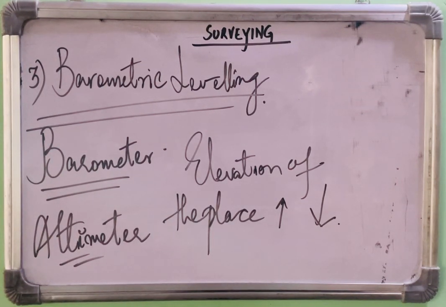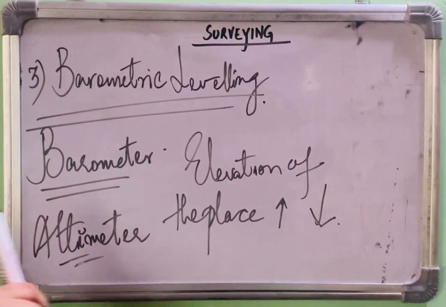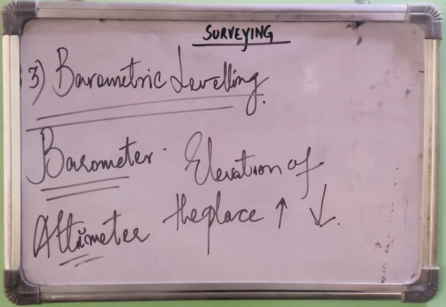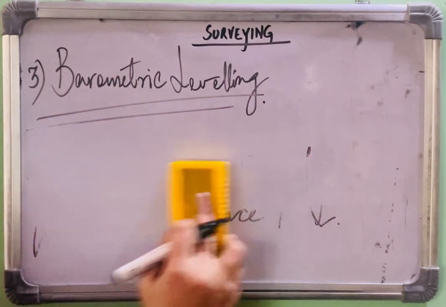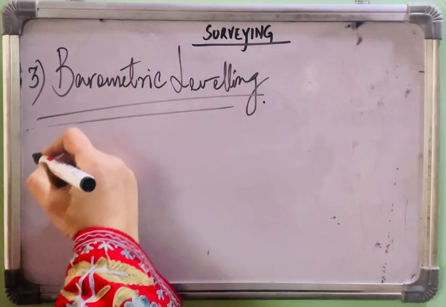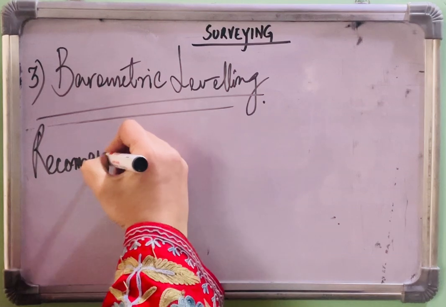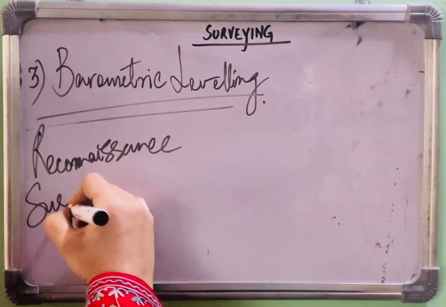So the difference of elevations of the 2 points can be determined approximately by means of this instrument known as altimeter. And how can we determine this? From the difference of atmospheric pressure at the 2 points. It will determine the atmospheric pressure at the 2 points, and we can have an idea of the difference of elevations of the 2 points. But this method is not that accurate, and it is used in reconnaissance survey before the start of the actual survey.